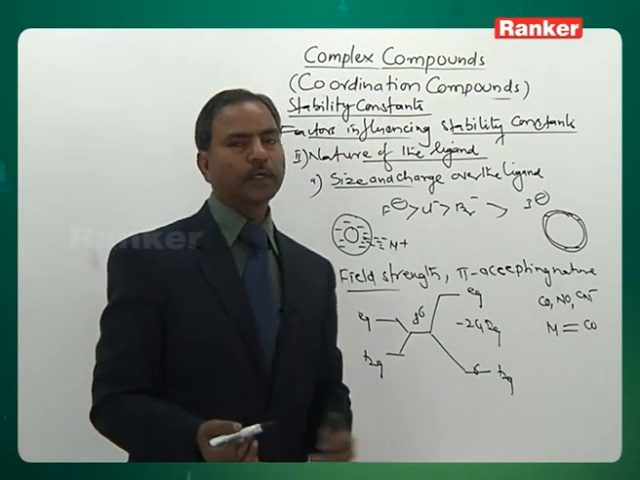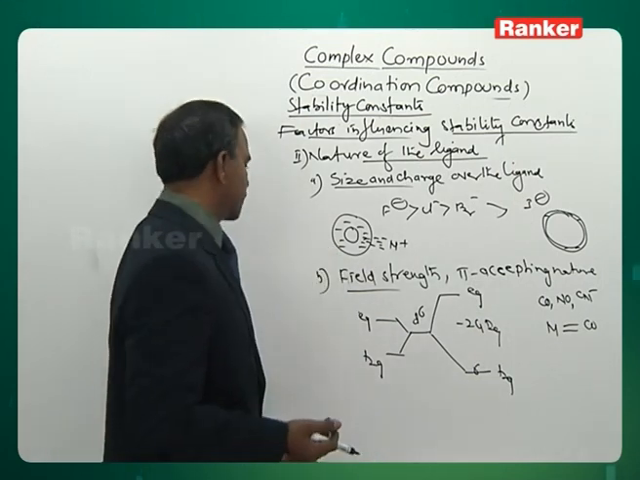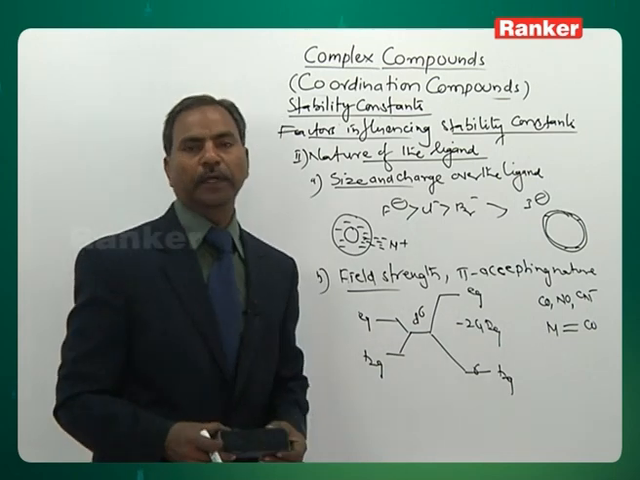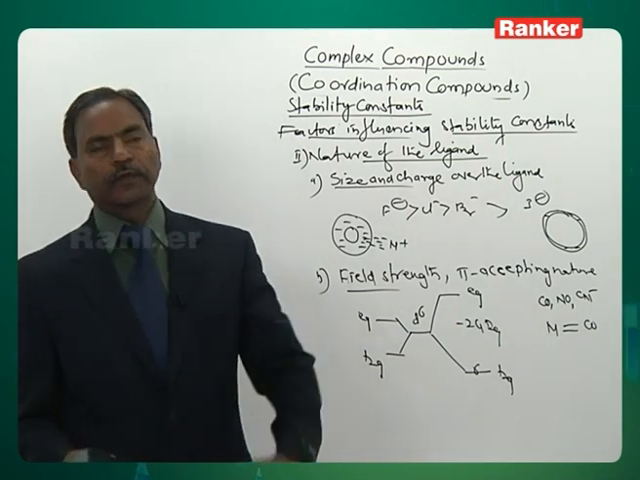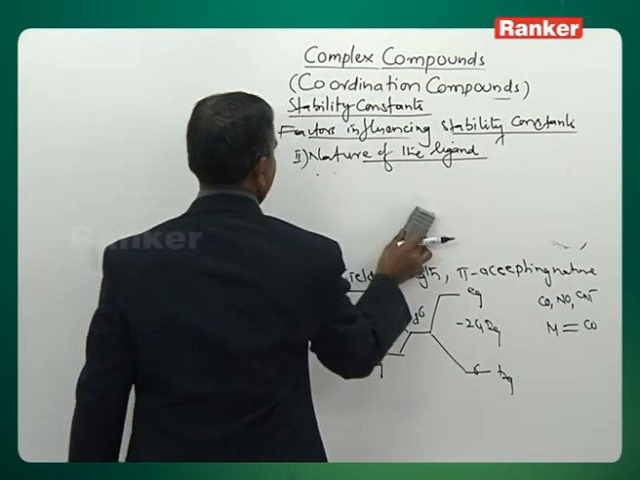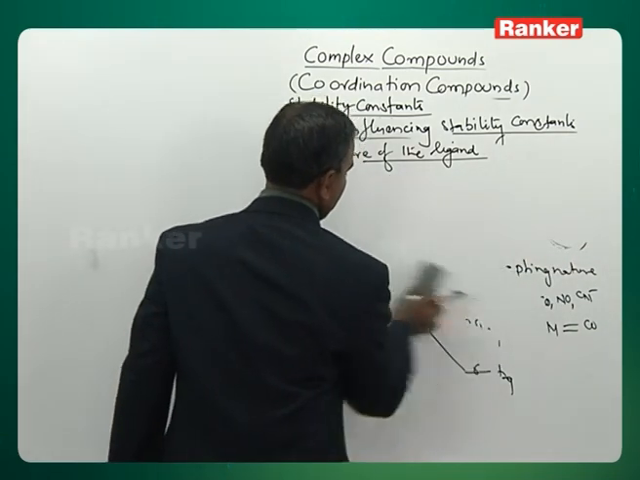Easy concept about this particular nature of the ligand. First one is size and charge. Second one is field strength and pi accepting nature. Next, third one we discuss: chelate effect. Under ligands, chelate effect.